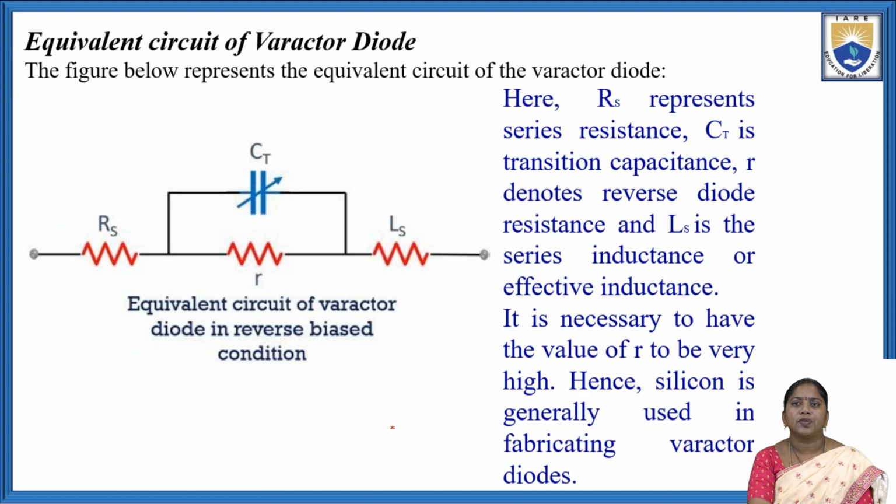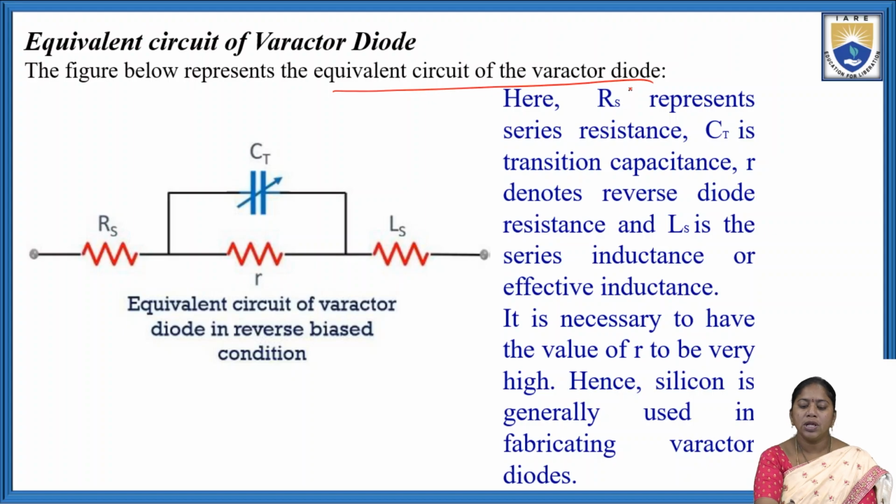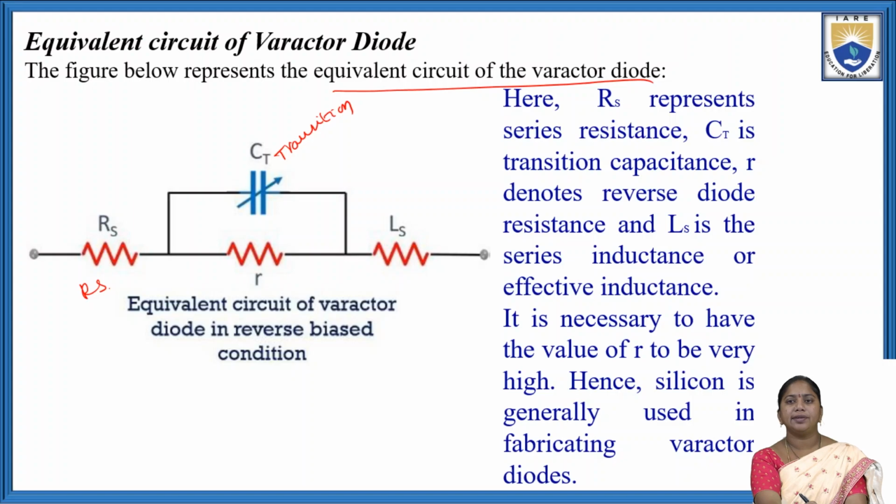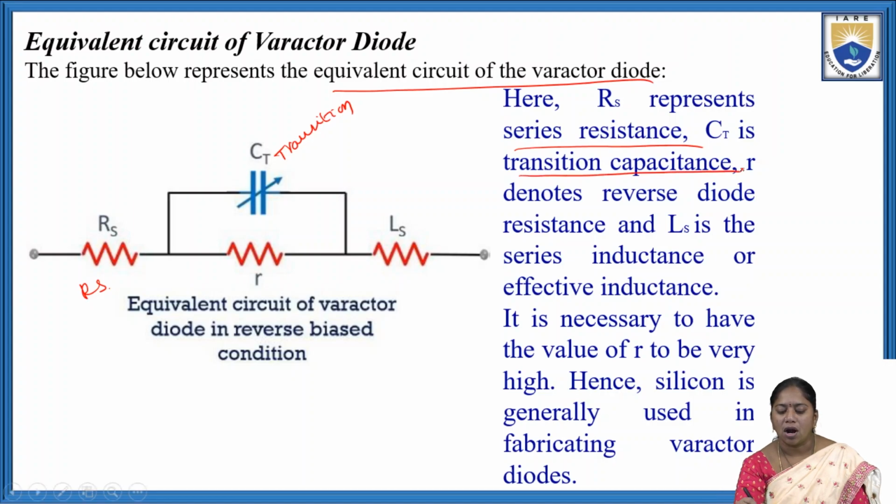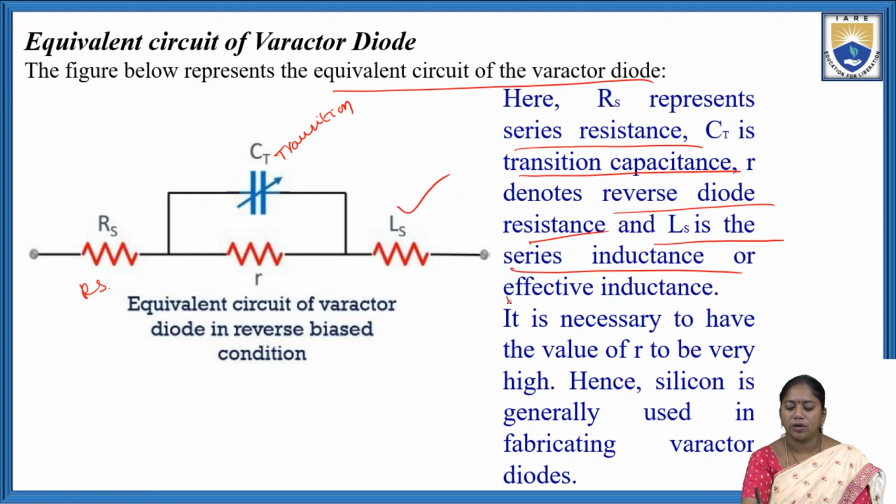The equivalent circuit of the varactor diode. The figure represents the equivalent circuit of the varactor diode. Here Ct is the transition capacitance or junction capacitance, Rs represents the series resistance, R denotes the reverse diode resistance, and Ls is the series inductance or effective inductance.